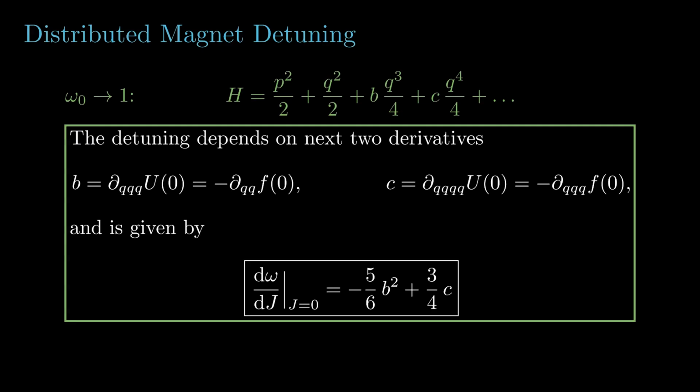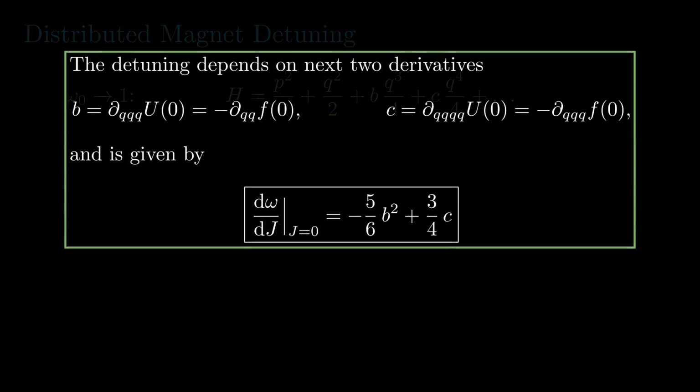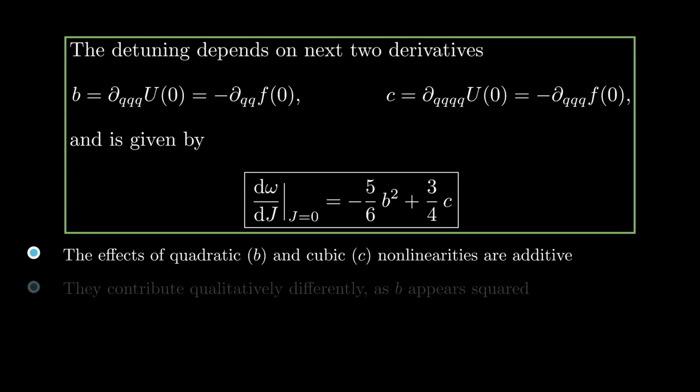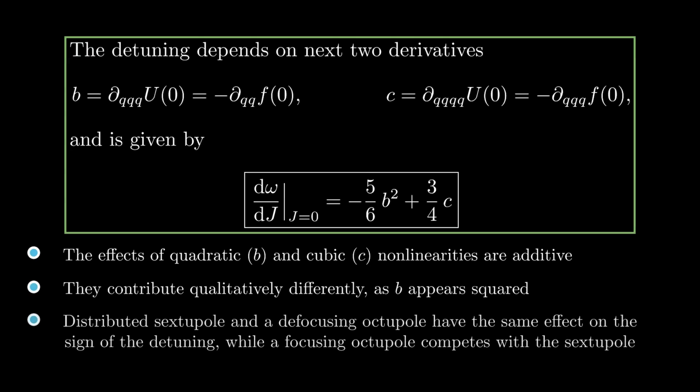The general result shows that the detuning depends only on the next two derivatives and is described by a relatively simple equation. This equation offers several valuable qualitative insights. First, the effects of quadratic and cubic nonlinearities are additive. However, they contribute qualitatively differently as B appears squared. A distributed sextupole and defocusing octupole have the same effect on the sign of the detuning, while a focusing octupole acts opposite to the sextupole.